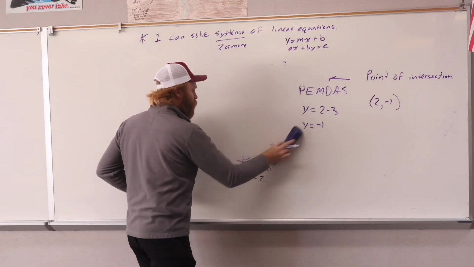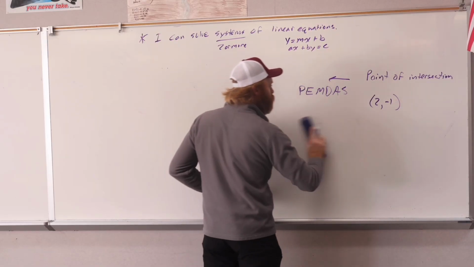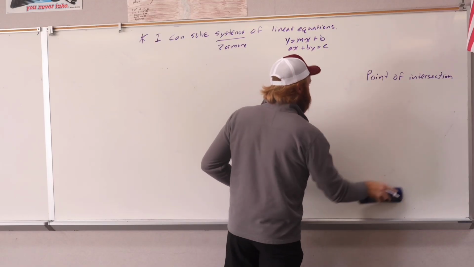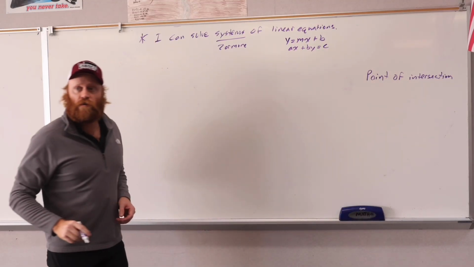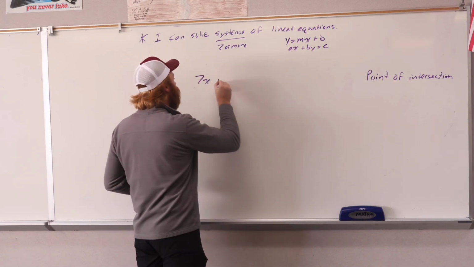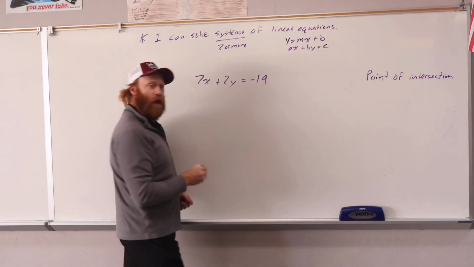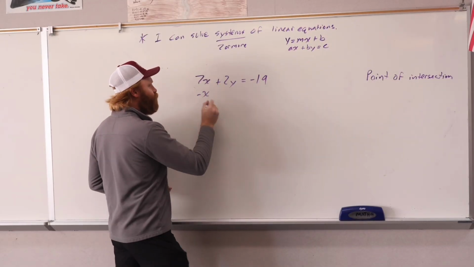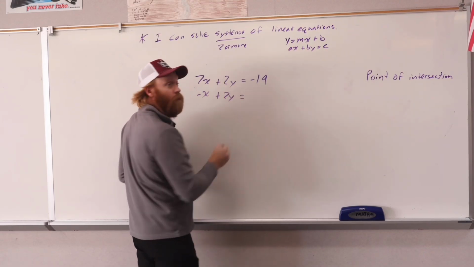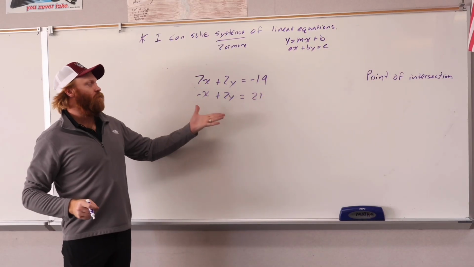Okay, we're still going to go for the point of intersection on this next one. We're still going to have to use the reverse of that PEMDAS to solve, but it's going to be a little bit different as we go. Alright, so the next example, we might have something like 7x plus 2y equals negative 19, and negative x plus 2y equals 21. Okay, this is where those linear equations are now in standard form.